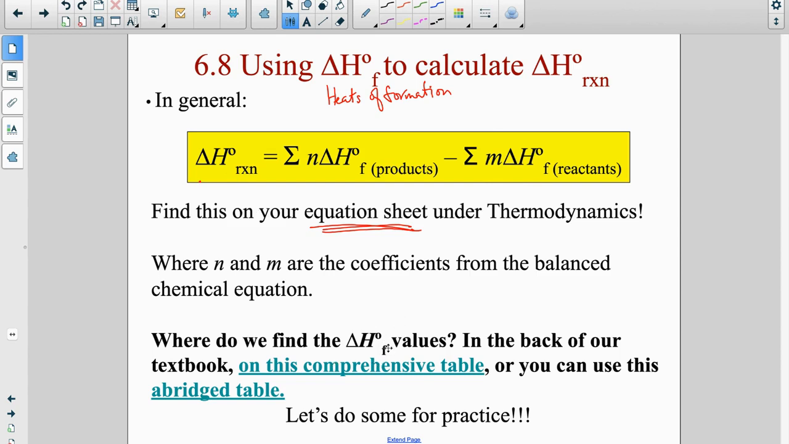These heats of formation can be found in your textbook on page 1100, or here are 2 other tables that you can use. I'm guessing that the textbook is probably going to be the easiest one to use. It'll be readily accessible, so that's what I would do. Okay, let's do a couple for practice.